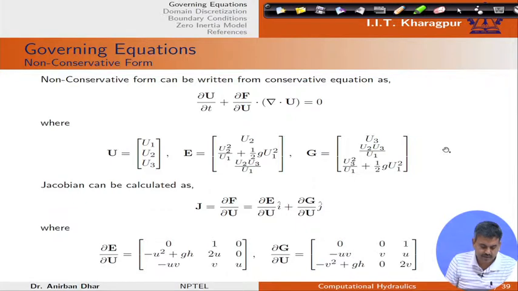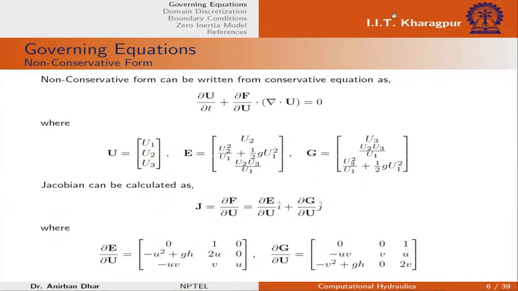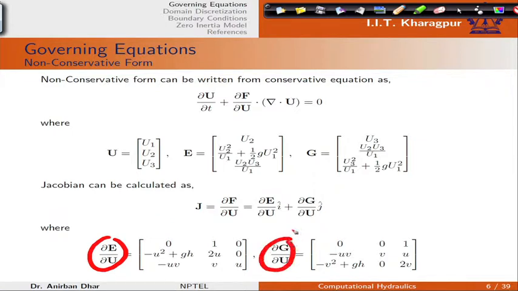Now, for this one we can individually calculate del E by del u and del G by del u components. So, we can get this Jacobian matrix out of this. So, how to calculate this one? This is essentially E1, this is E2, this is E3, this one is G1, this is G2, this is G3.